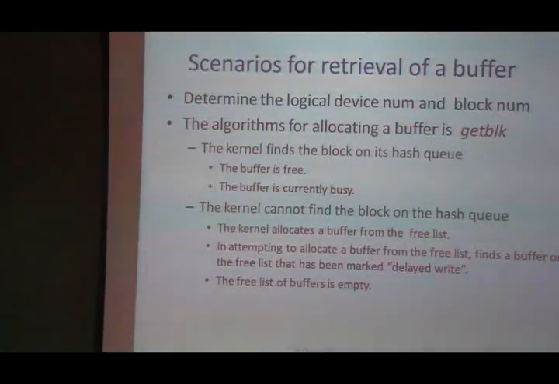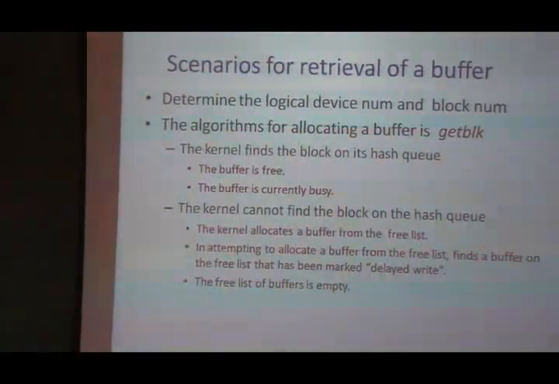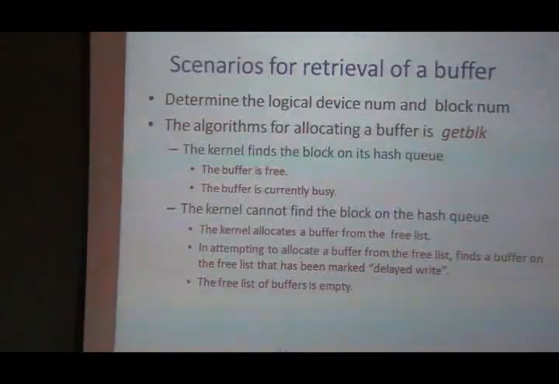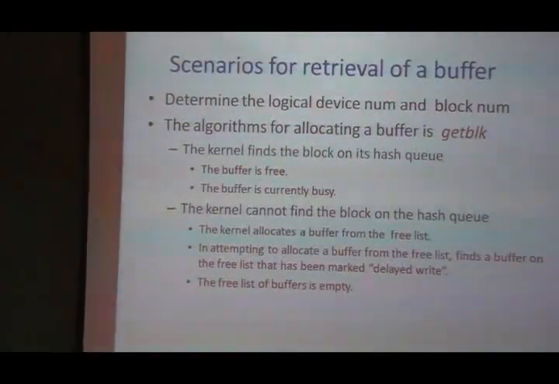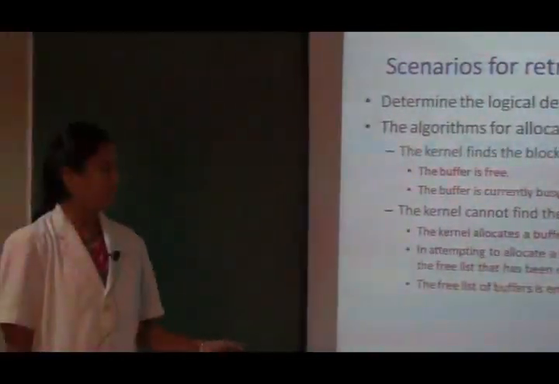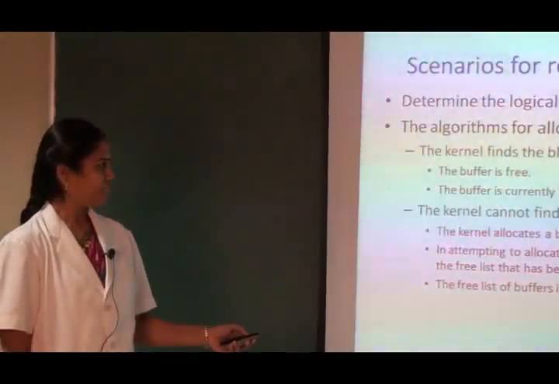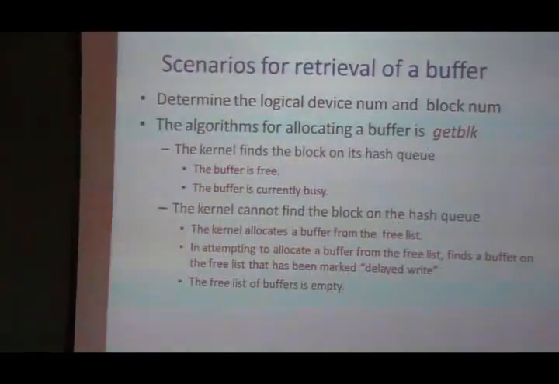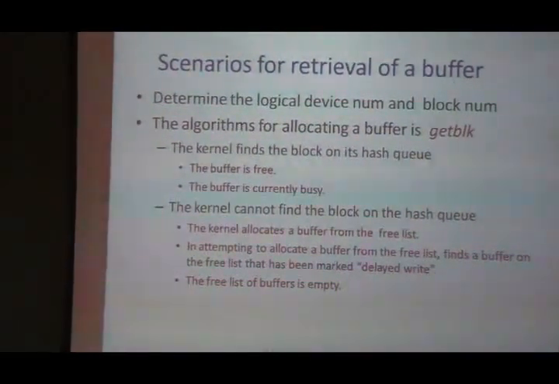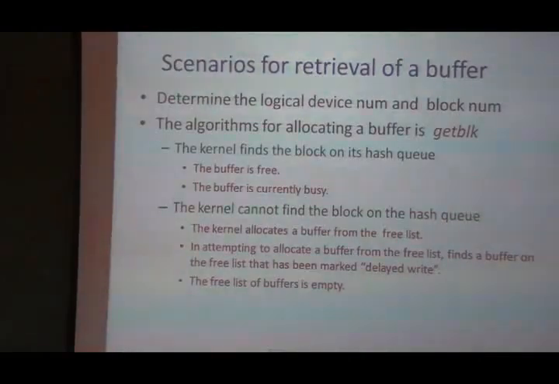And then using these two data structures, there are some scenarios to allocate buffers in the buffer cache. So there are totally 5 buffers. For allocating the buffers in the buffer cache, the Unix operating system has an algorithm, getblk. The getblk algorithm: the kernel finds the block on its hash queue. There are 5 scenarios.